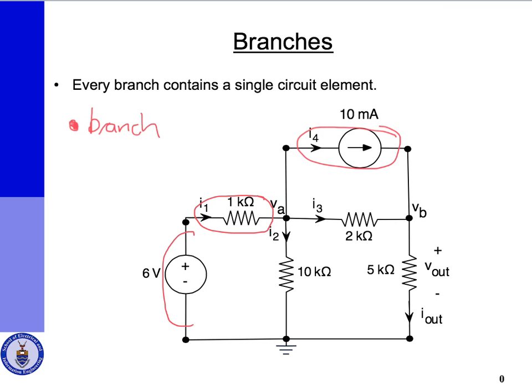And also this is a branch. And this is a branch. And this is a branch. And this is a branch. So this circuit has 6 branches.